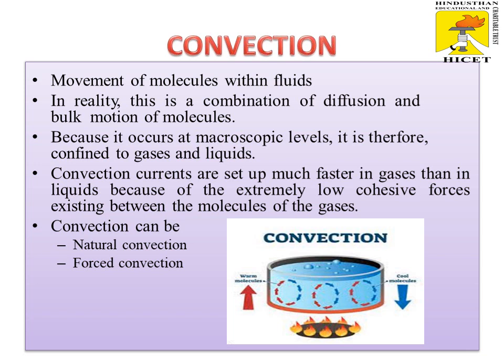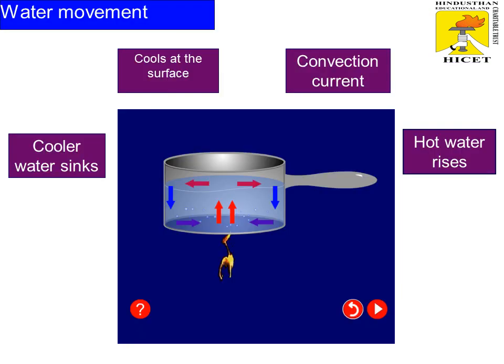In reality, convection heat transfer is the combination of diffusion and bulk motion of molecules. Because it occurs at the macroscopic level, it is confined only to gases and liquids. Convection currents are very fast in gases and slow in liquids, and there is no convective current in a solid medium. Convection heat transfer can be classified into two types: one is natural convection, the other is forced convection.